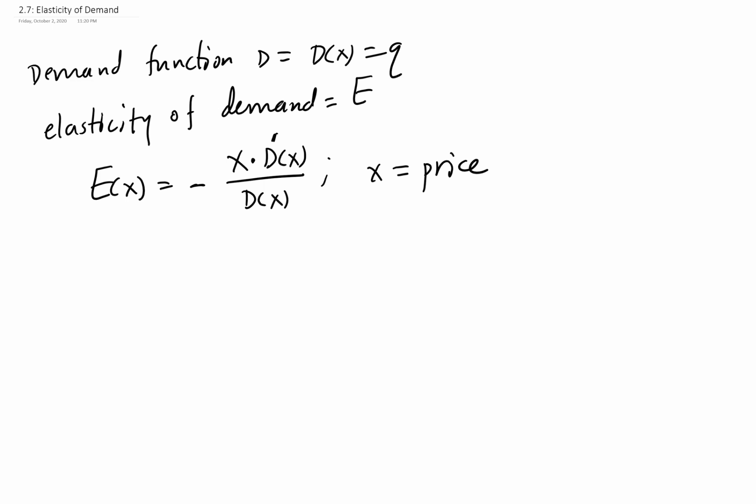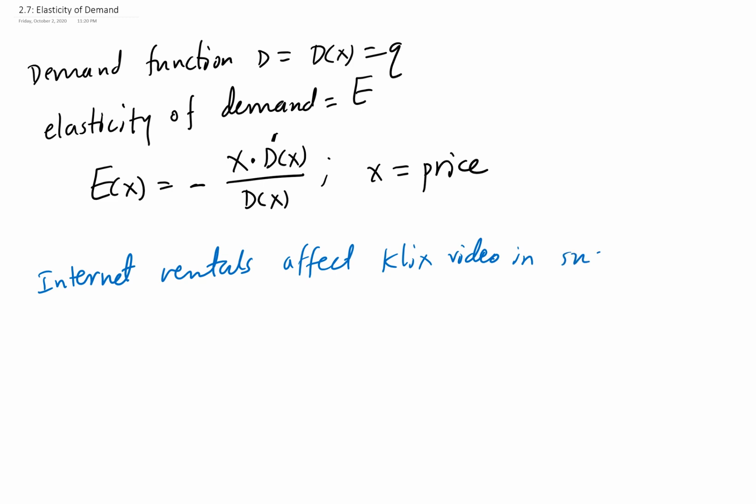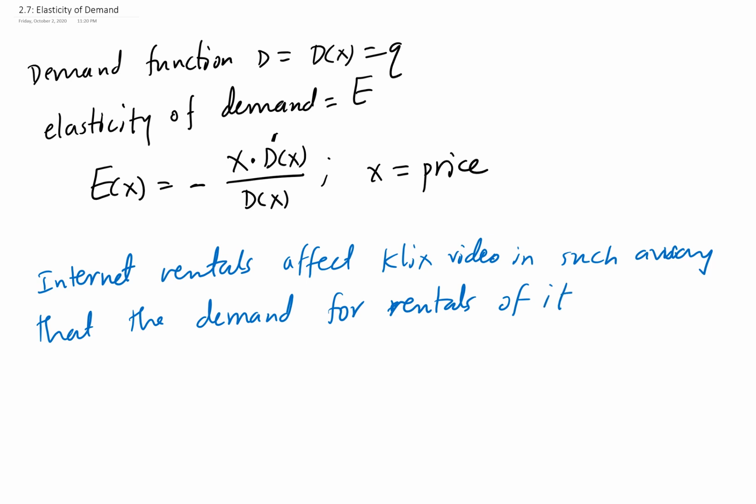And to see an example on this, internet rentals affect video clicks in such a way that the demand for rentals of its DVD changes to Q equals D of X equals 30 minus 5X. That's the demand function.